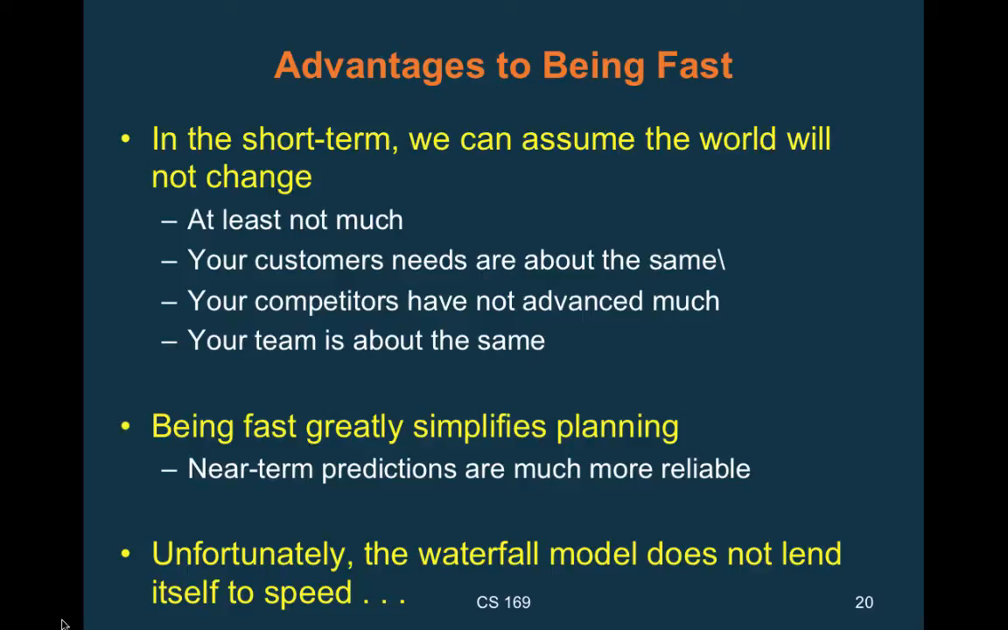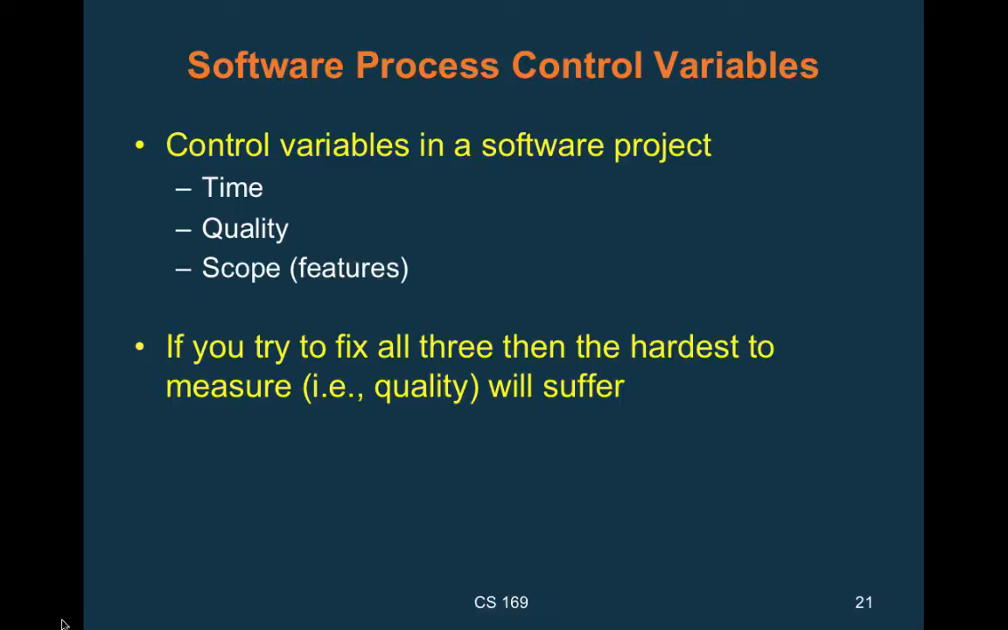Unfortunately, the waterfall model does not, in its purest form, lend itself to speed. However, it has a lot of the ingredients. We just need to change a little bit how we put them together. So I want to take a minute now to show you one way to visualize the progress of a software project and to understand how you can play with the different variables that may influence a software project. For example, time is a very important aspect, and in fact, it's a variable.